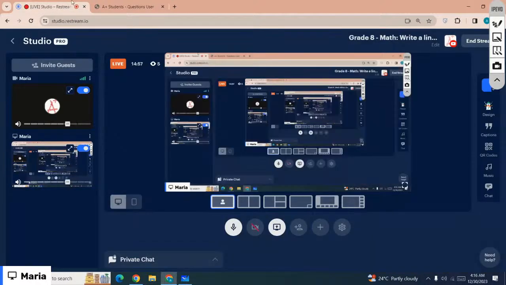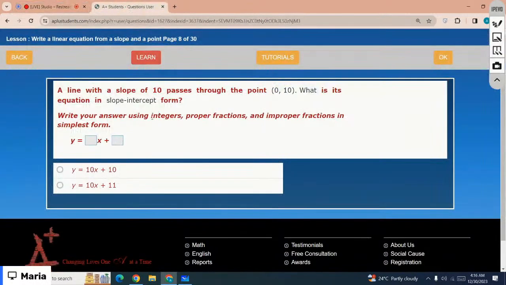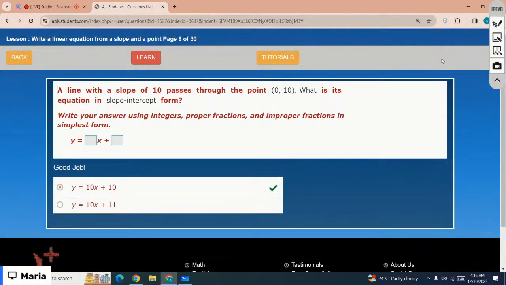The correct option is equation number 1. That is y equals 10x plus 10 because 10 is the slope and 10 is the y-intercept. So the correct option is option number 1. Got it?